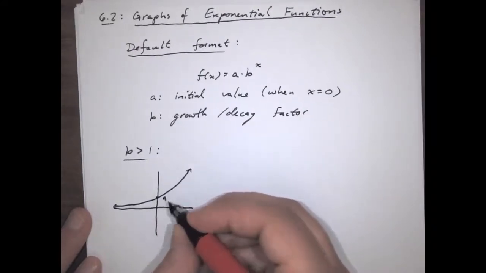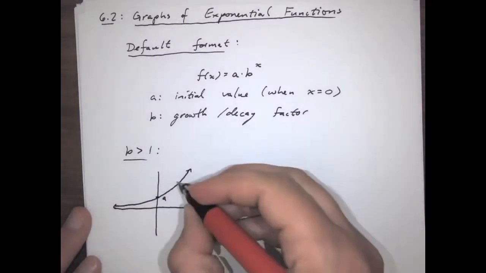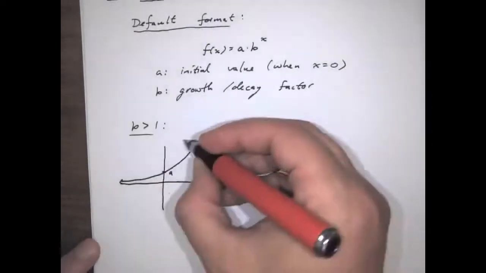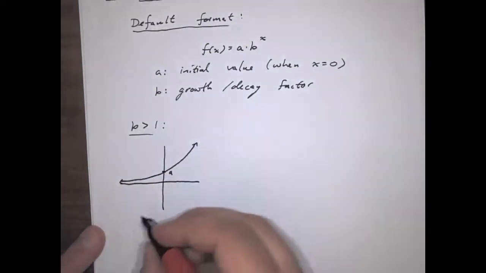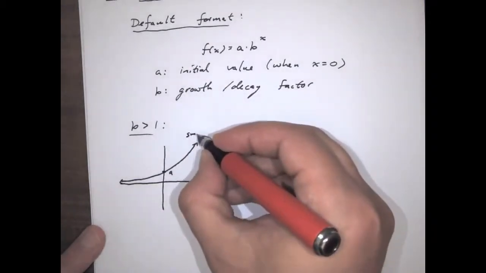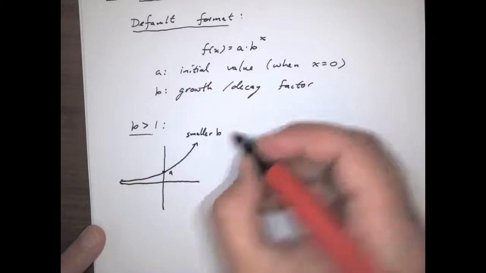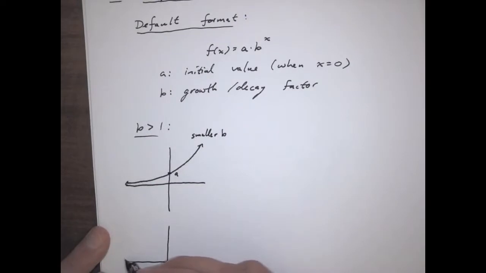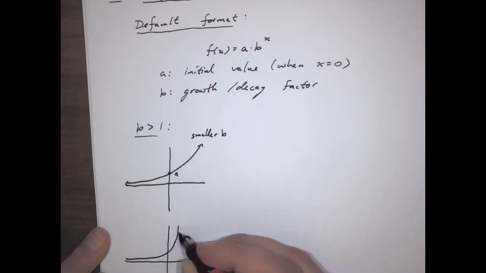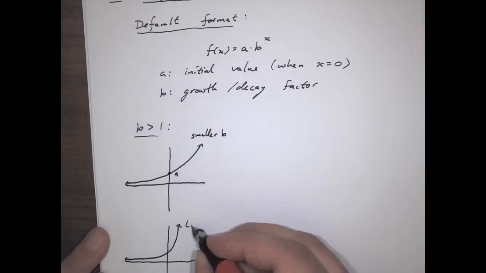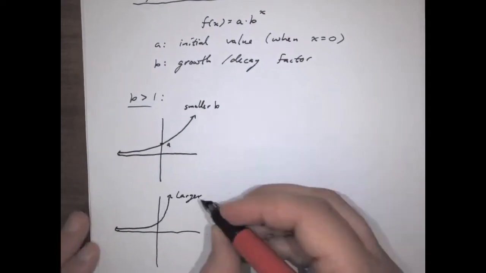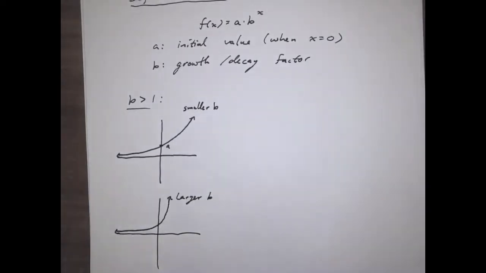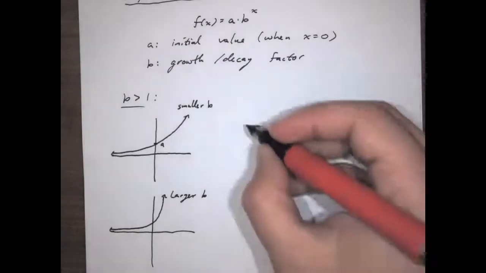Now this value right here is the A, and the bigger the B is, the sharper the increase. So let's say this is a smaller B, and then compare that with a larger B. Same A, but this would be what a larger B would look like. So it has a steeper curve upward in the case of exponential growth.